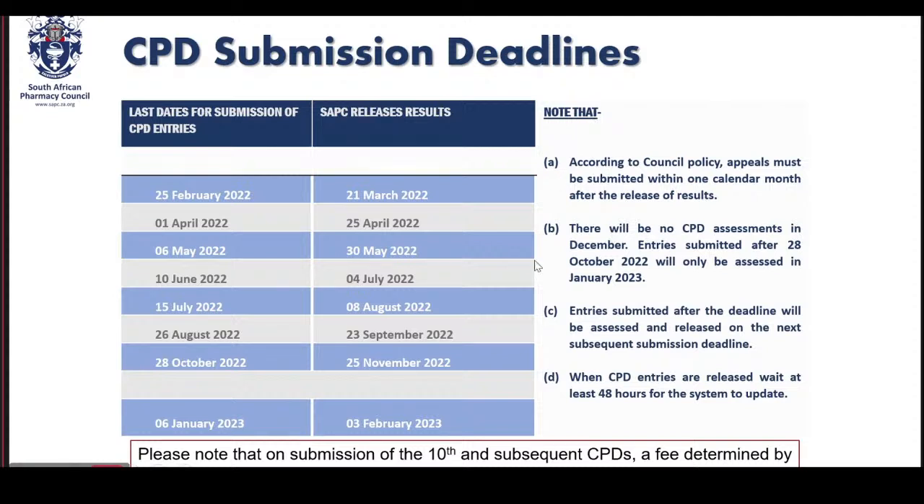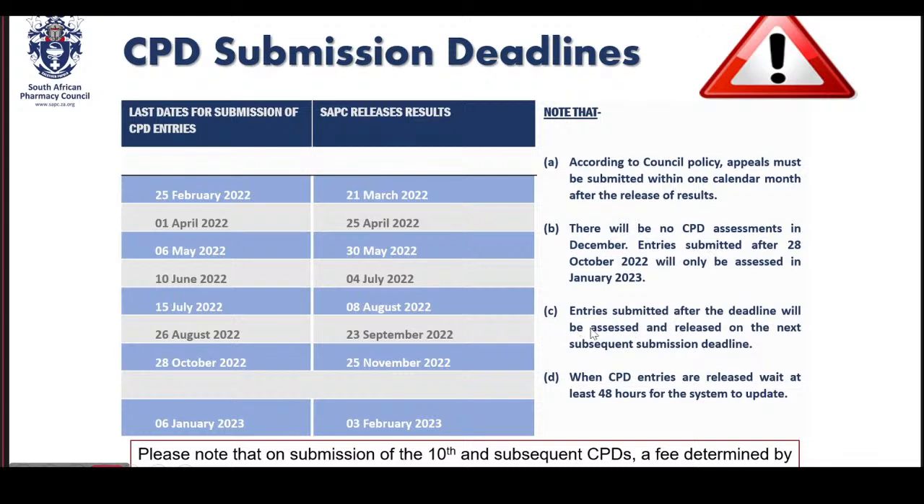And it's important to note that according to council policy, appeals must be submitted within 1 calendar month after the release of results, and there will be no CPD assessment in December. So all entries that are submitted after the 28th October 2022 will be assessed in January 2023. So this one is very important, colleagues. Please make sure that you take note of it.